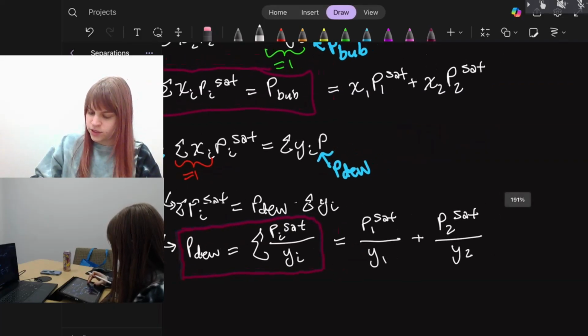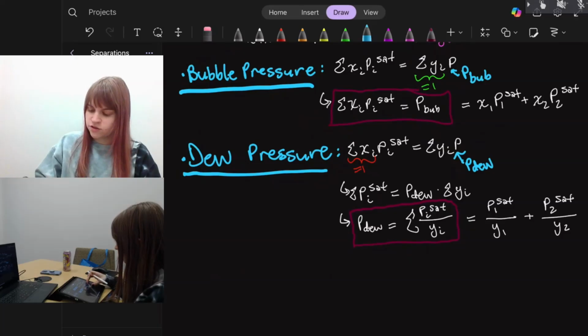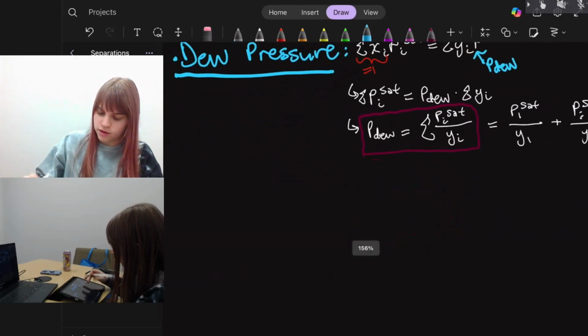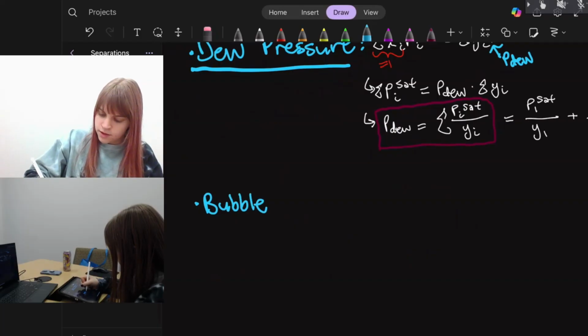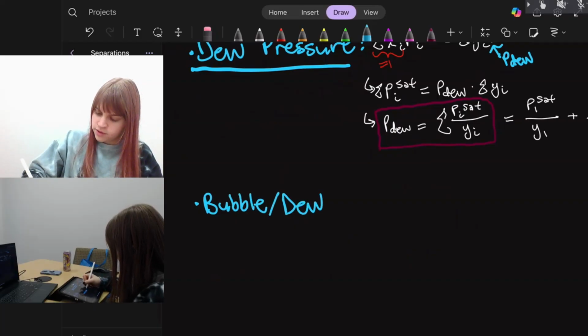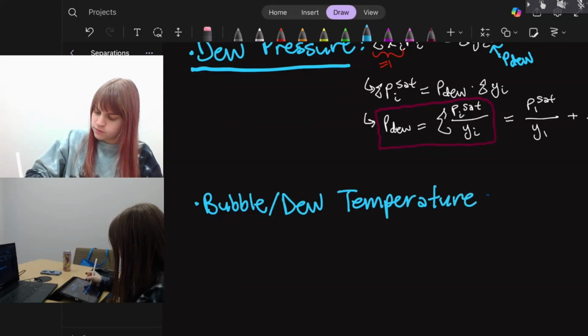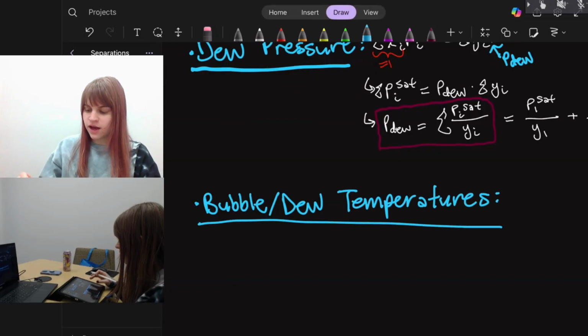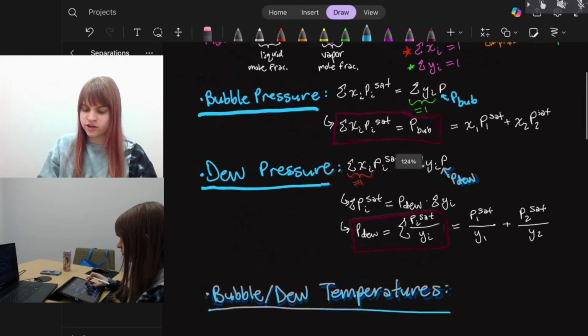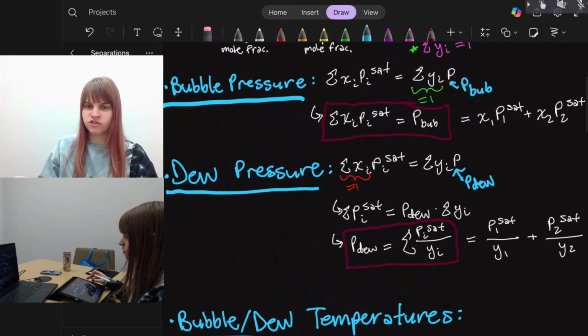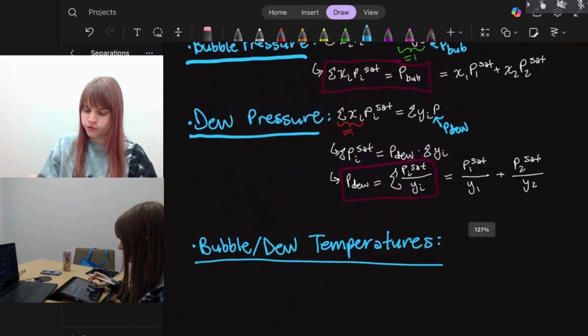Since we have two components, next we're going to talk about the bubble / dew temperatures. Unlike the bubble pressure and dew pressure, we don't really have an equation that can just straight up solve for these.